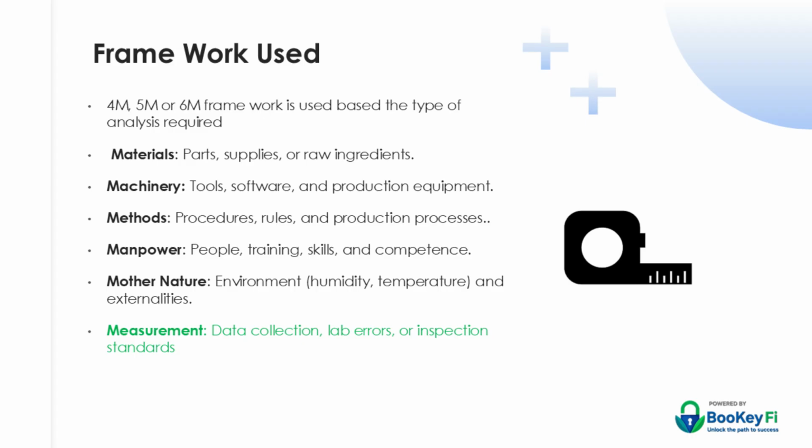Measurement. Measurement looks at how we judge quality. Sometimes the product is fine, but our scales or sensors are giving wrong data. We check for lab errors or poor inspection standards that might be tricking us. Machine, material, method, and manpower are the core framework. Mother Nature and measurement are added to form 5M or 6M, based on the complexity of the problem.